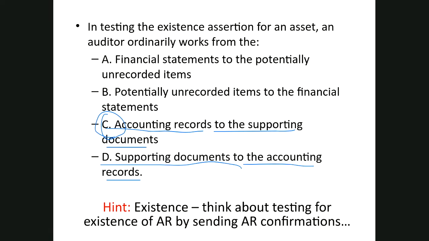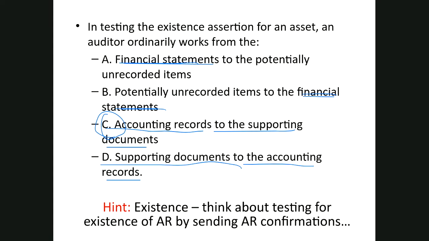So this is me going from my inventory items out in the warehouse and then trying to work backwards into the accounting records, versus going from my inventory listing out to my items, or going from my AR listing out to the confirmations. The reason why A and B don't work if you pick them is that there are two things wrong with these answers. One is the words financial statements. Financial statements are way too aggregated. They're a very aggregated level, so you can't really test from them, right?